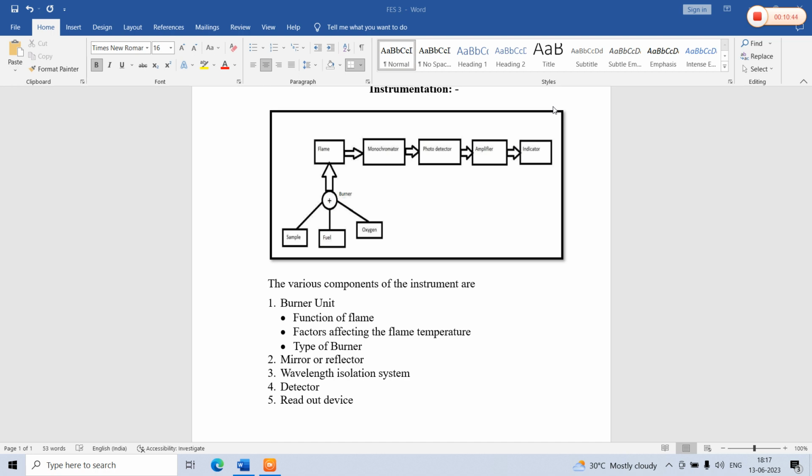So this is all about the basic parts involved in the instrumentation of FES, and this is the block diagram. These are the parts associated with the instrument: burner unit, mirror or reflector, wavelength isolation system, detector and readout device. So with this content I conclude this lecture.